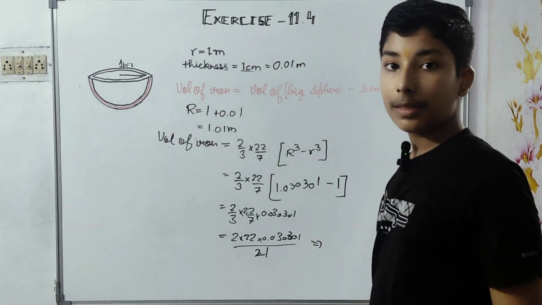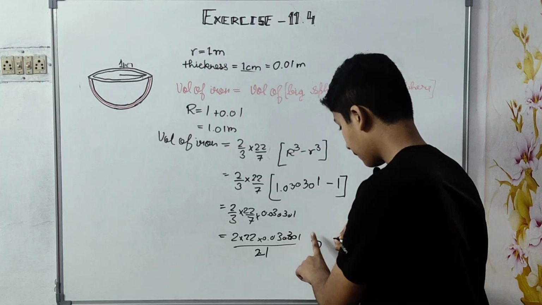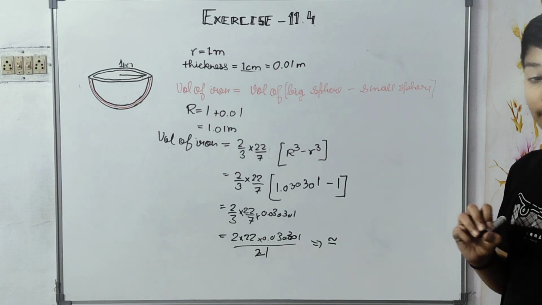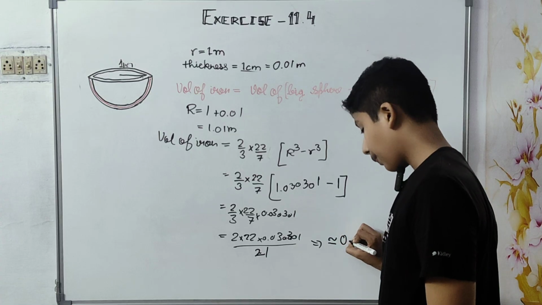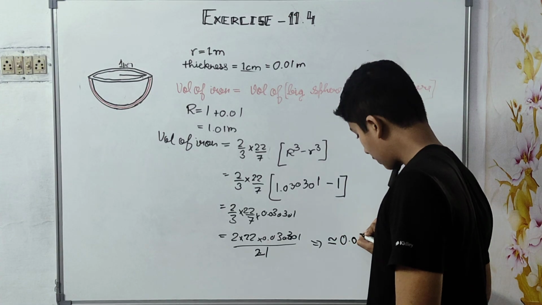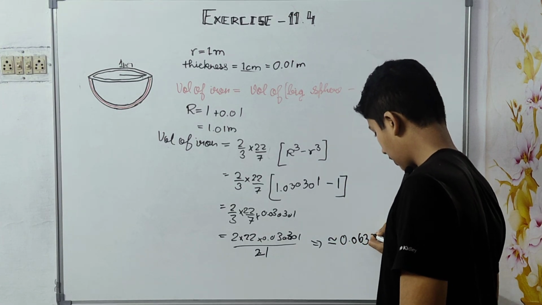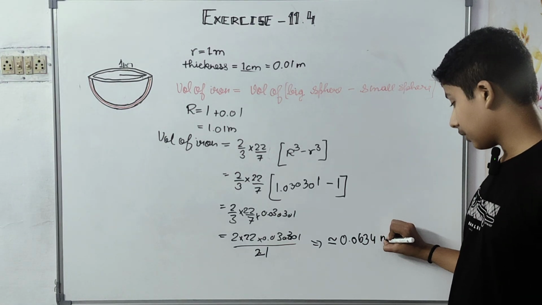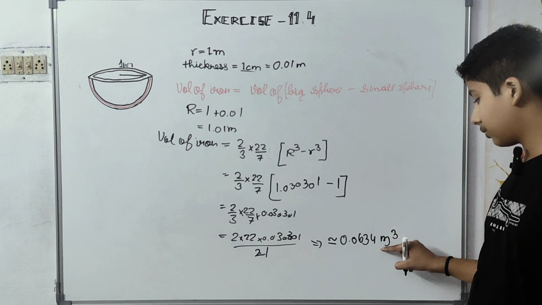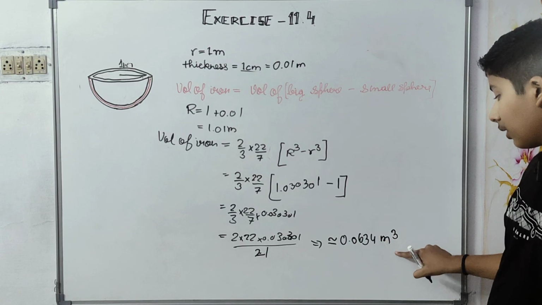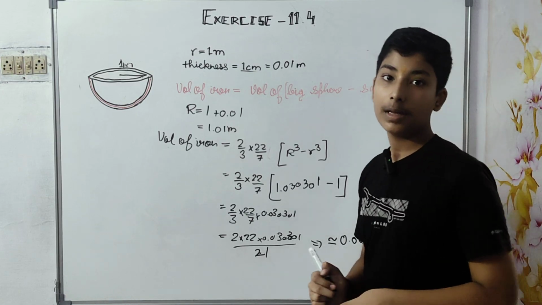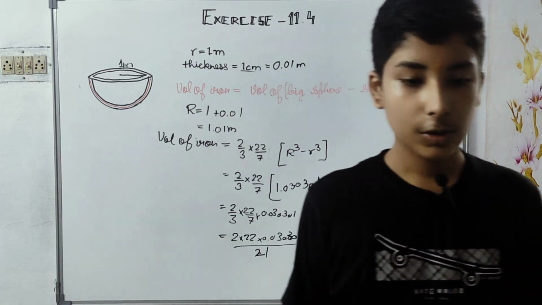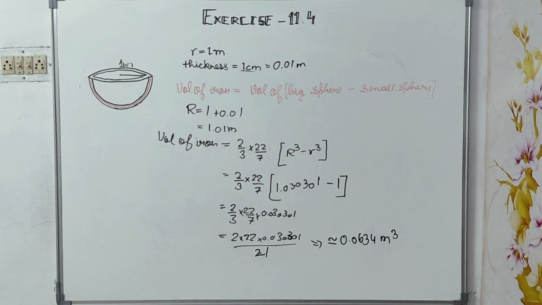So the answer we get will be approximately equal to 0.0634 meters cube. This would be our approximate answer. Now we will continue with the last question of our video.